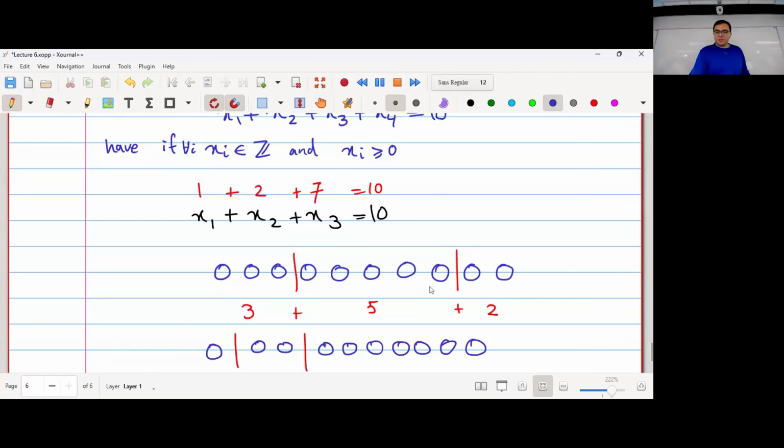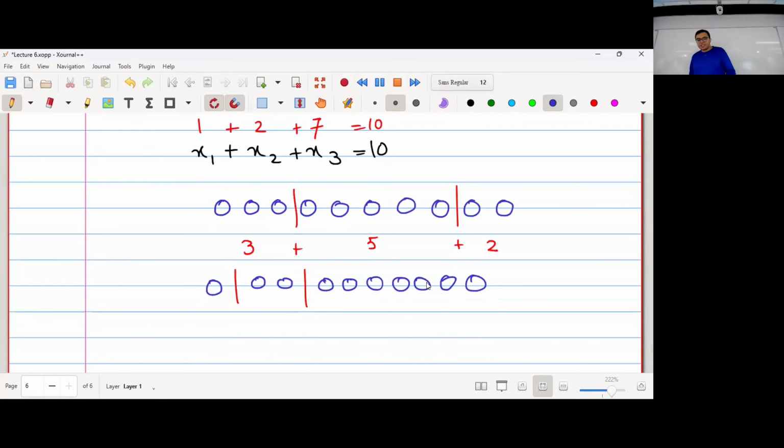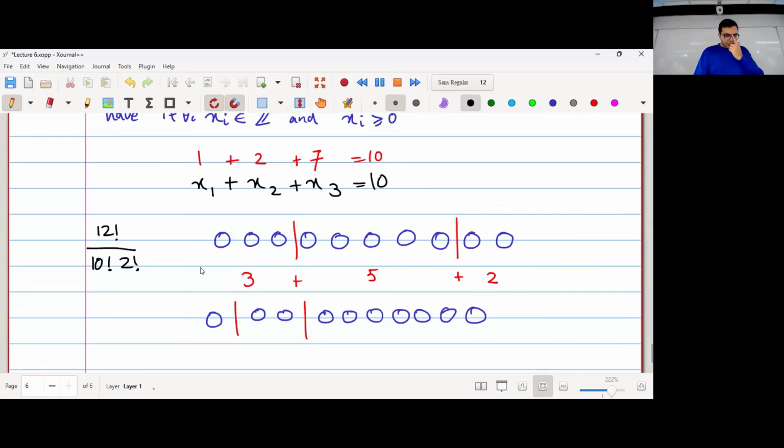And okay, how many permutations do we have? We've solved this before, right? So I have 12 objects, so I have 12 factorial permutations. But then 10 of my objects, the balls, are all the same. I don't distinguish between them. So I have to divide by 10 factorial, because all the orderings of these balls will give me the same solution. And then these 2 bars are also indistinguishable to me. So I have to divide by another 2 factorial, because any ordering of the bars will not change my solution. So the number of permutations here is 12 factorial over 10 factorial, 2 factorial.